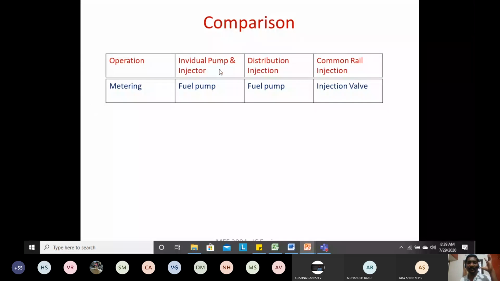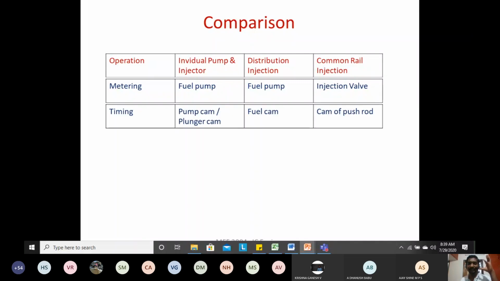So in the case of individual pump and injector system, we have a fuel pump, right? This high pressure pump is going to regulate the amount of fuel that is going to be supplied. In the case of distribution system also, we are having that plunger pump, the rotary part. So that is going to regulate. And in the case of common rail direct injection system, a separate injection valve is there that is controlled by the ECU. So that is going to regulate the amount of fuel that is going to be supplied.